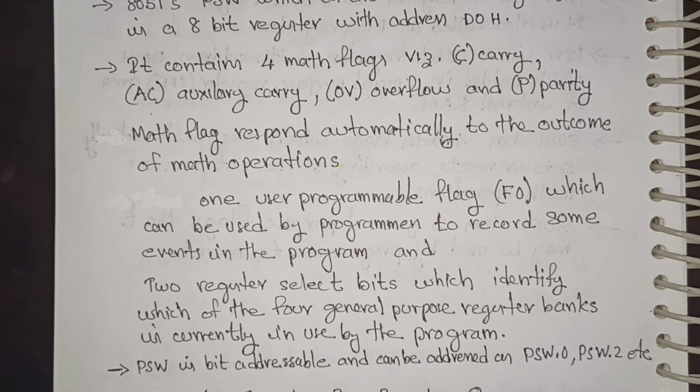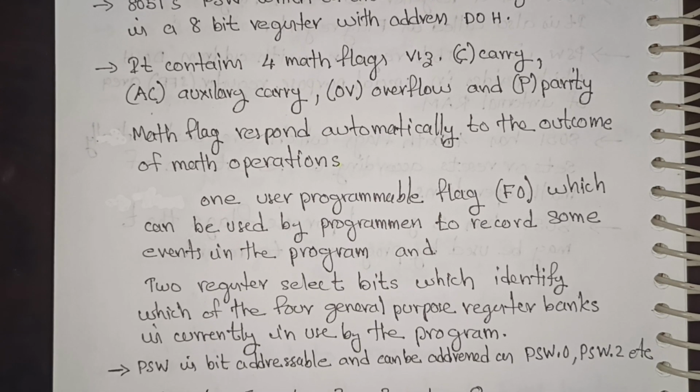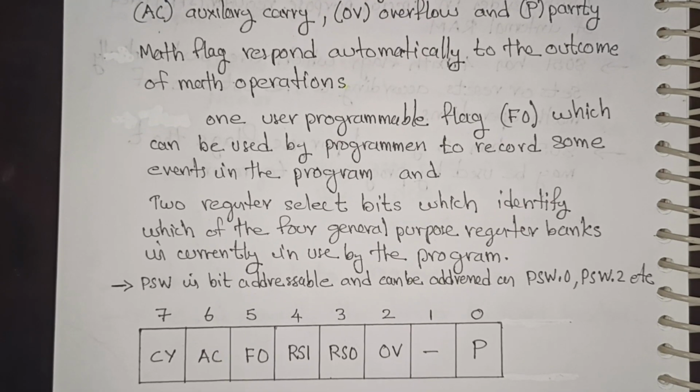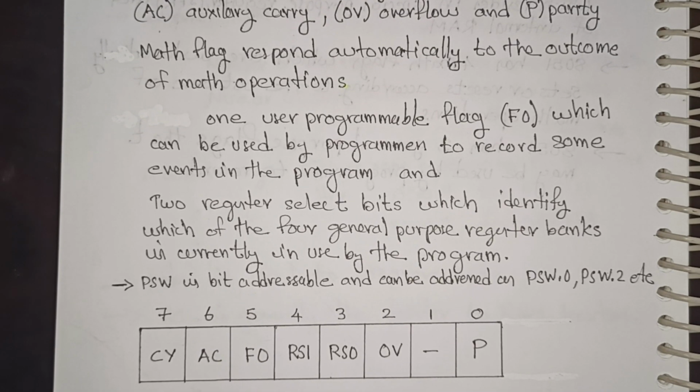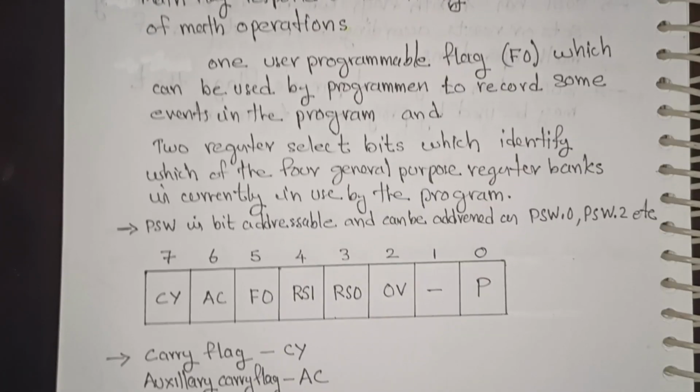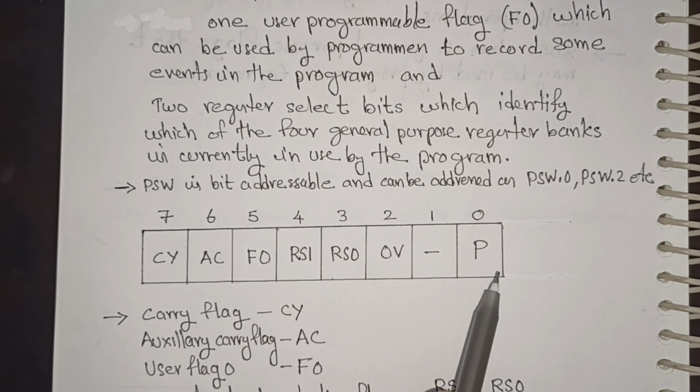Then we have 2 flags for register bank selection. I have already told you that we have 4 banks in the internal RAM of 8051. For selecting 4 banks, we have 2 bits in our flag register. They are RS1 and RS0, the 4th bit and 3rd bit in PSW. These are the bits available in our program status word. This is the structure of our program status word.